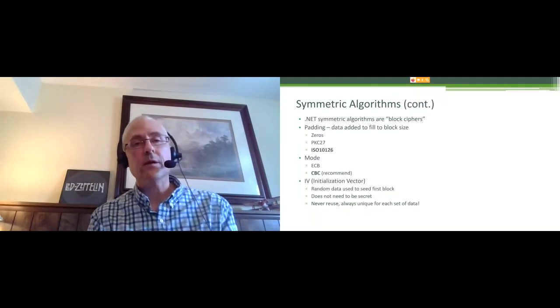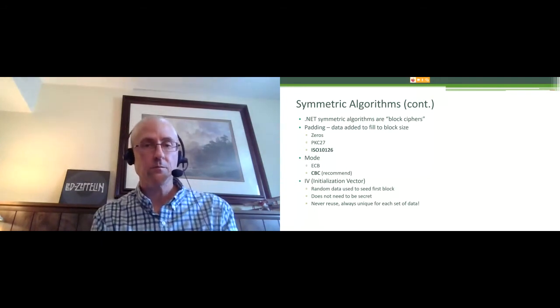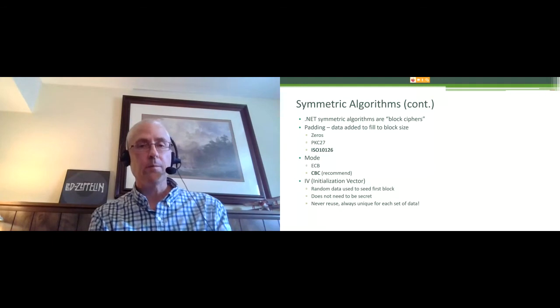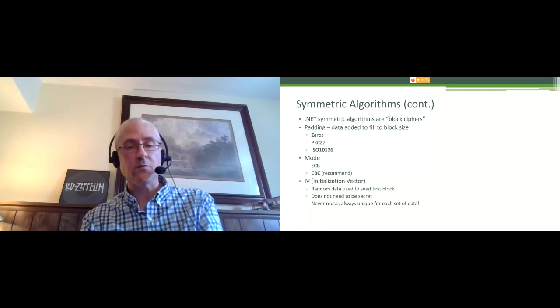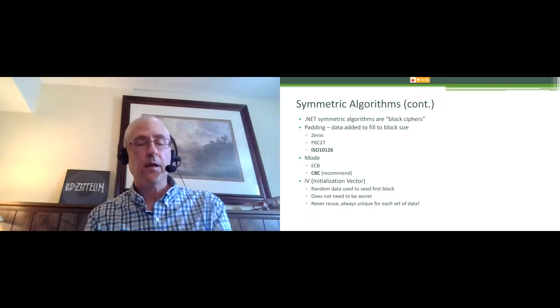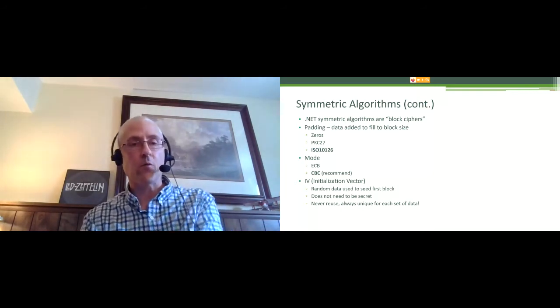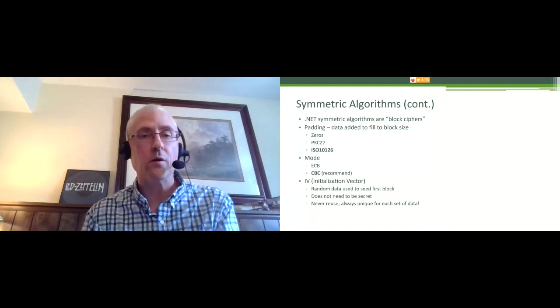So for symmetric in .NET, I'm going to focus on the ones that are called block ciphers. If I have a message, I'm going to choose a block size. So if I have a certain size message and I have a block size of 256 bits, it's going to take my plain text and break it into blocks of that size. And it's going to encrypt each block one at a time. That's just how the algorithms work.